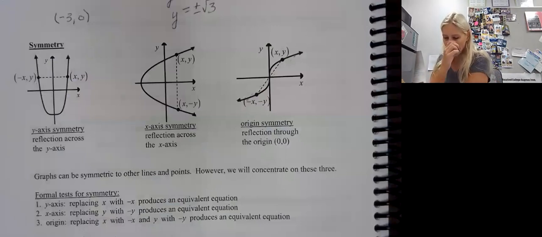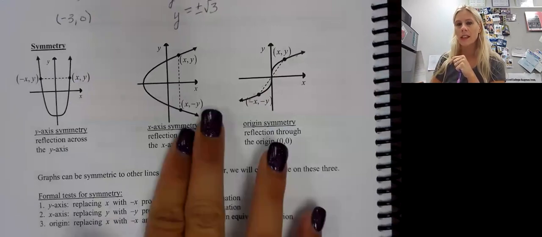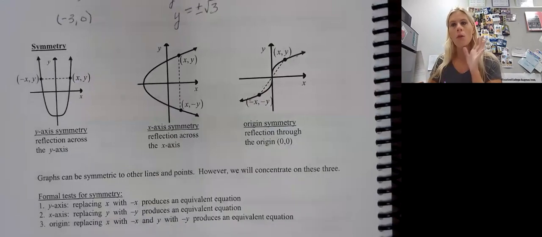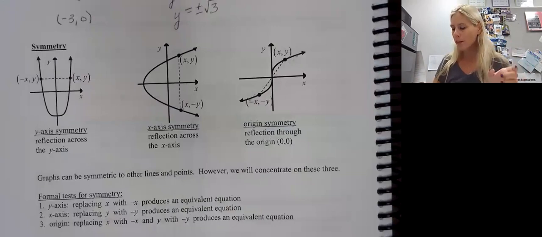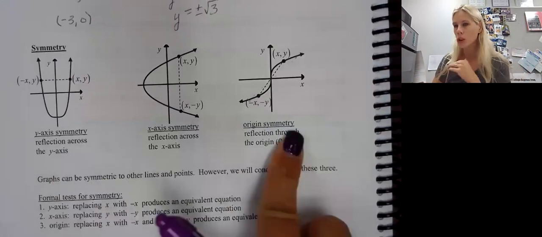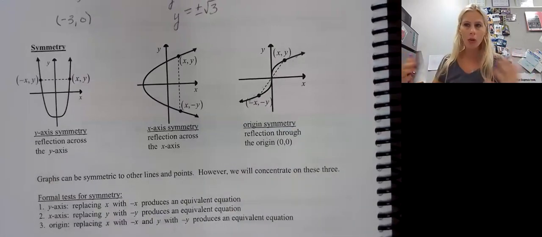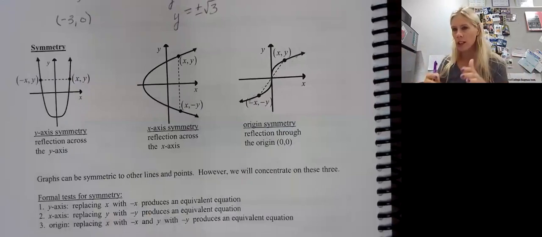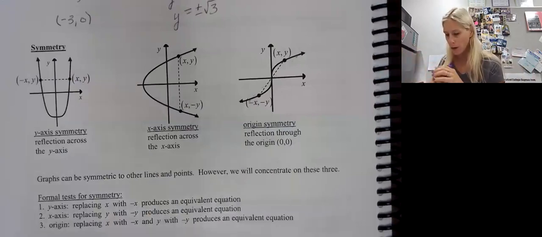Okay, graphs can be symmetric to other lines and points. So it can be symmetric to other things, but we're just going to focus on these three symmetries. So it might have symmetry, but if it doesn't have these symmetries, we're just going to say, you know, not these three or none of these, things like that, okay?